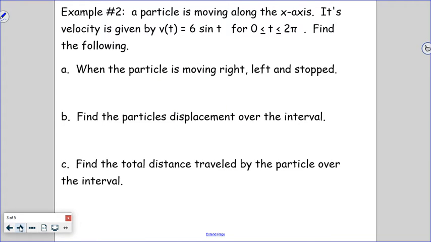Similar style question on this next one. It's just a good chance for us to do a little bit of review of trig and unit circle stuff. Okay, so I'm going to let you work ahead of me on this one a little bit, but same kind of setup. Particle moving on the x-axis.